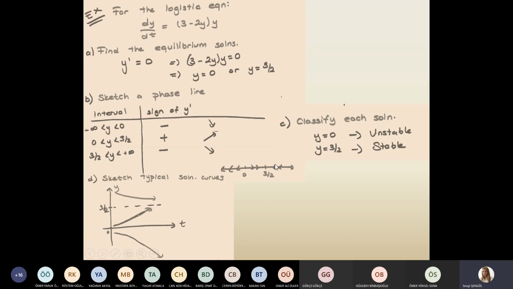And in that one also you can put it in there and look at that. 0 is here; from negative infinity to 0, it is decreasing, so it's going to the negative part. From 0 to 3/2, it is going to the positive part. From 3/2 to infinity, since it is decreasing, the arrows are showing the negative way. Once you look at 3/2, both sides are approaching, so stable. Once you look at 0, both sides are diverging, so it is unstable. Any question?